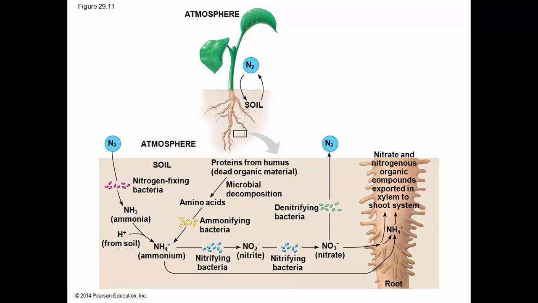Okay, conversion to ammonium. Ammonifying bacteria break down organic compounds and release ammonium. Nitrogen-fixing bacteria convert nitrogen gas into ammonia. Yeah, I think that's right. Into ammonia. And ammonia is then converted into ammonium.